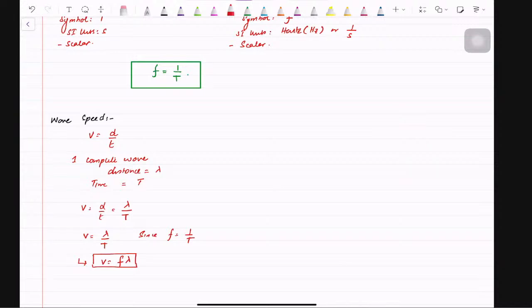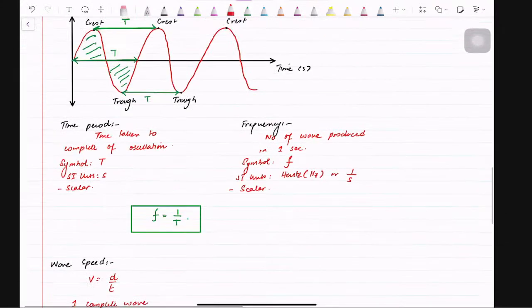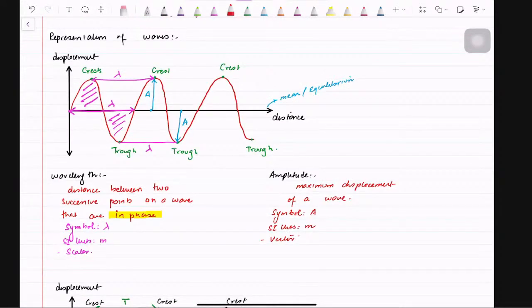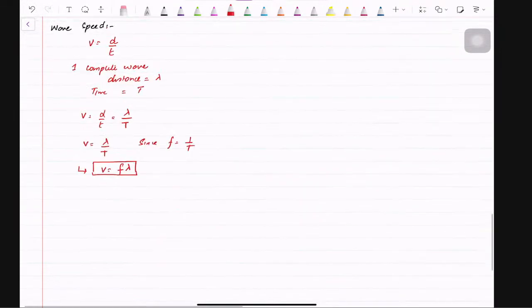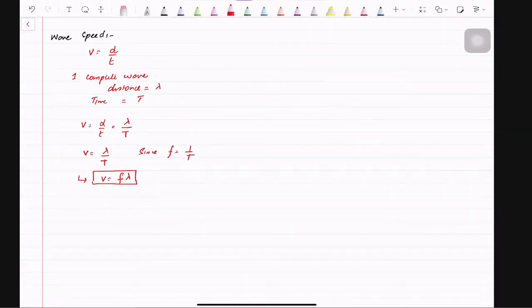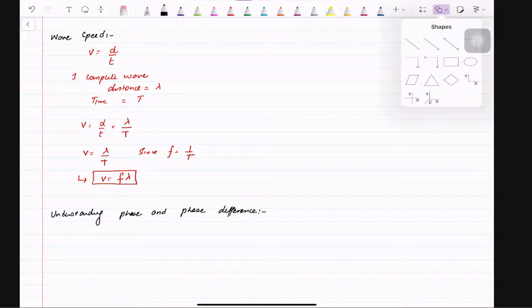Now, we'll move to this part where I said in the wavelength definition, I said the distance between two successive points on wave that are in phase. So now we're going to move towards understanding phase and phase difference, because other things you've already done in O levels as well, but this is something new.